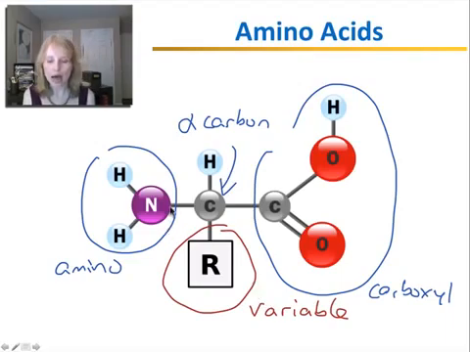So all amino acids have the amino group, the alpha carbon, and the carboxyl group. This is the same for all amino acids. But the different amino acids will have different variable groups. And what atom or groups of atoms you have here as the variable group will determine the function of the amino acid and its properties.